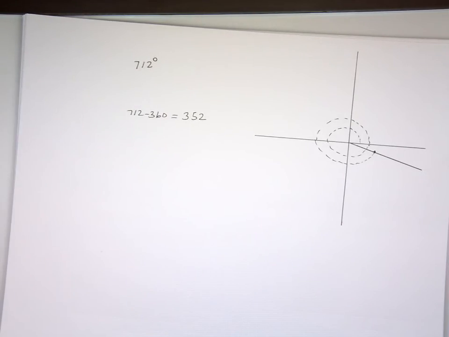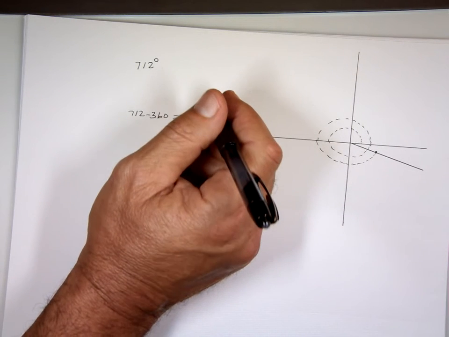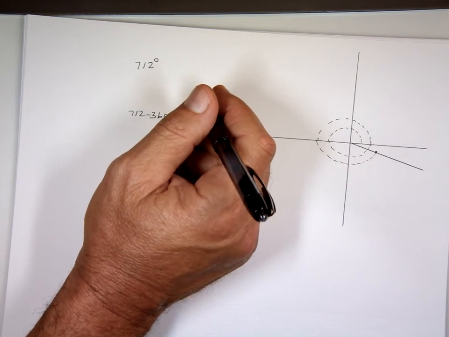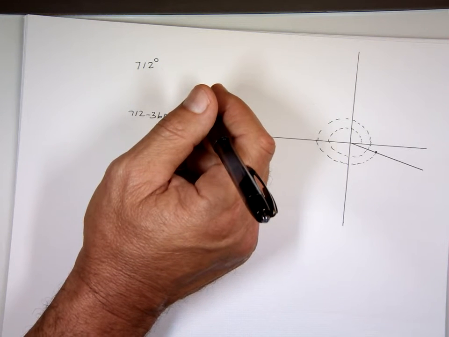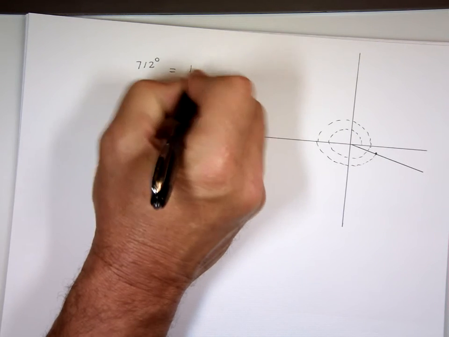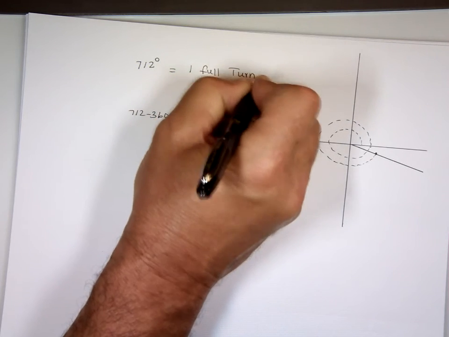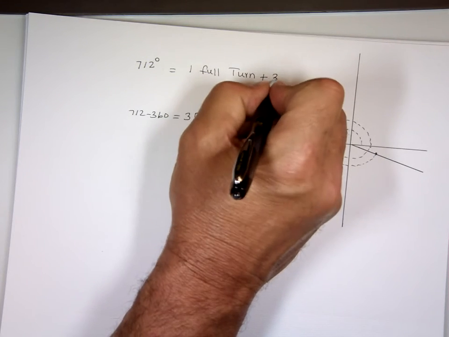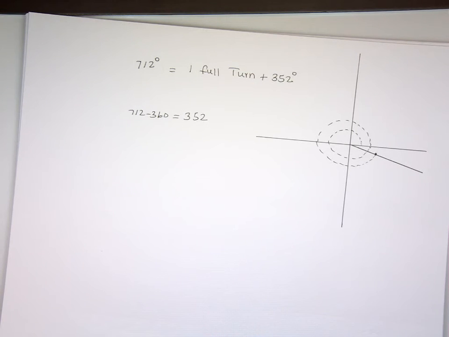So the 712 is one full turn, one revolution there. That's equal to one full turn plus 352 more degrees. So you did one full turn, and the second time you stopped at 352.